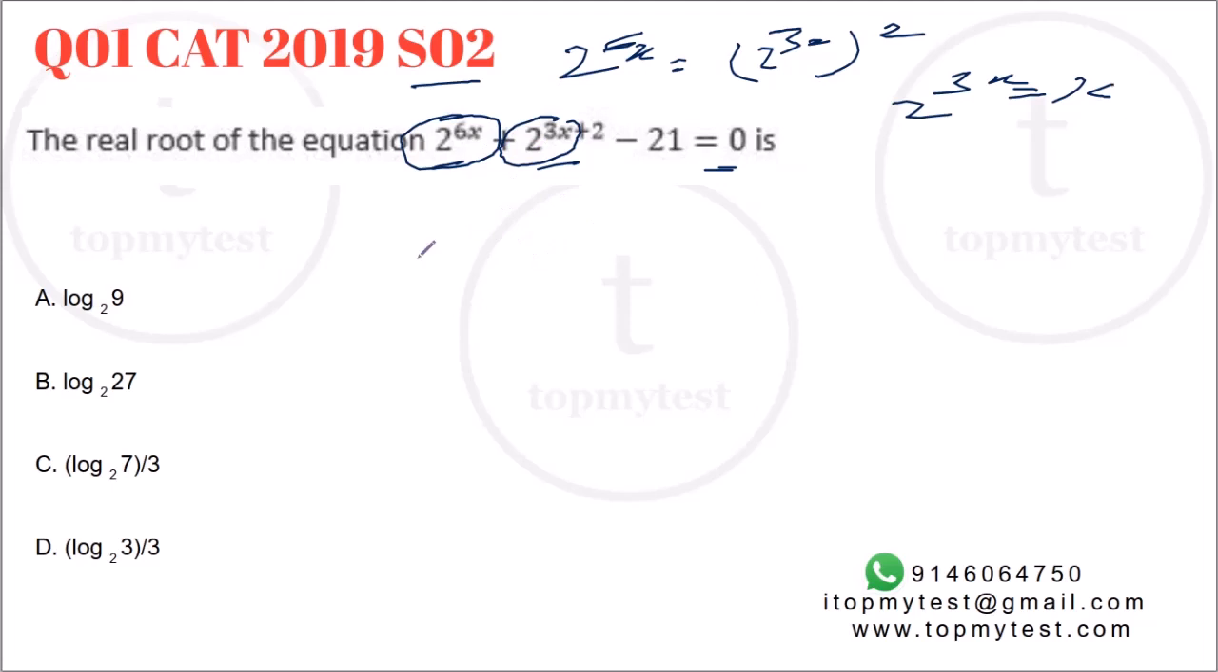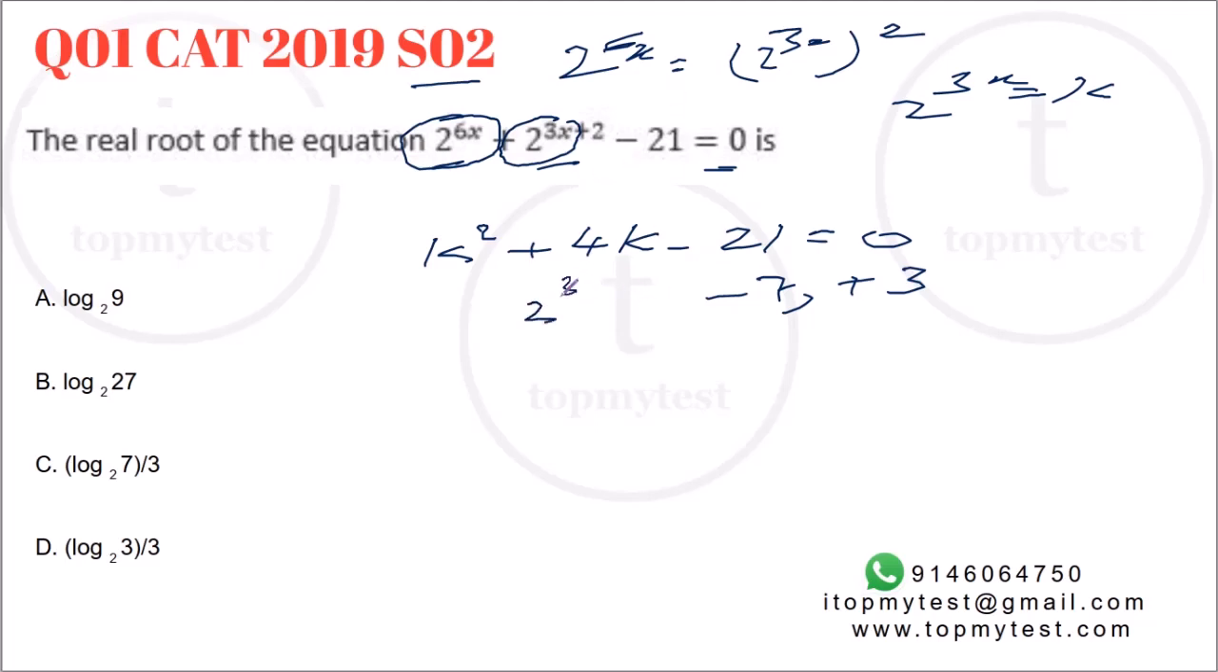So this relationship will become k square plus, I can write 2 to the power 3x plus 2 as 2 to the power 2 into 2 to the power 3x, right? 2 to the power 2 is 4, 2 to the power 3x is k, minus 21 equals 0. So this becomes a quadratic equation. The roots of this will be minus 7 and plus 3. If you solve this, you can split it as k plus 7 into k minus 3, right? So k plus 7 into k minus 3, that's what it is. So ideally this should be the solution of this.